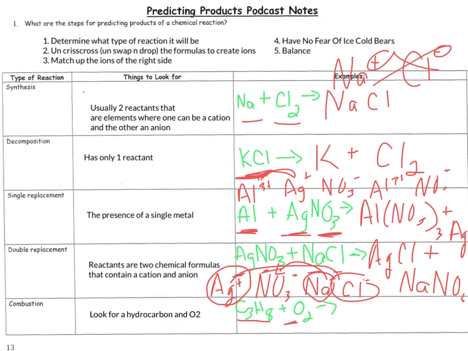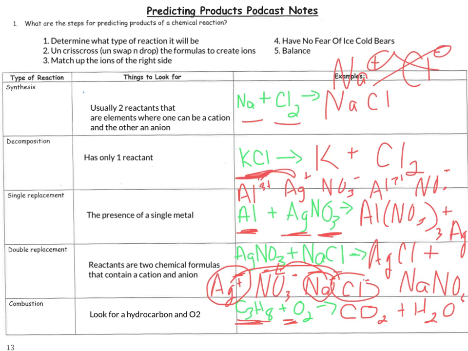And now the other one, the +1, the -1, NaNO3. All right, and perhaps what's the easiest one, they're often the biggest bear to balance, but the easiest to predict their products are the combustion reactions. So this one right here has a hydrocarbon and O2, and if it's a combustion reaction, 100% of the time, it's going to make CO2 and water, period. That's pretty much what it makes.